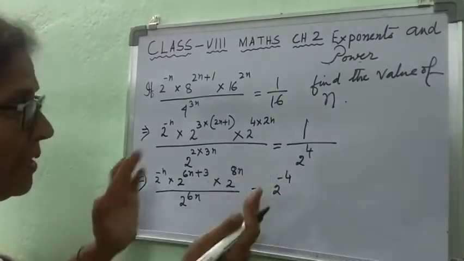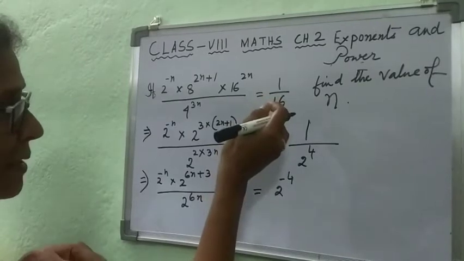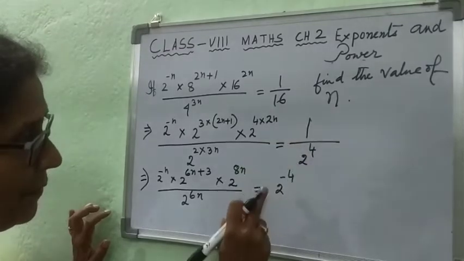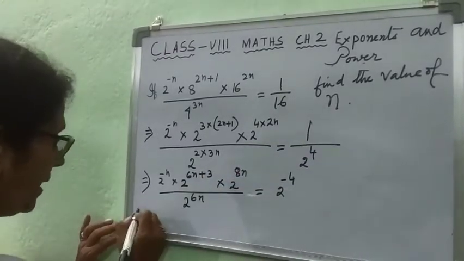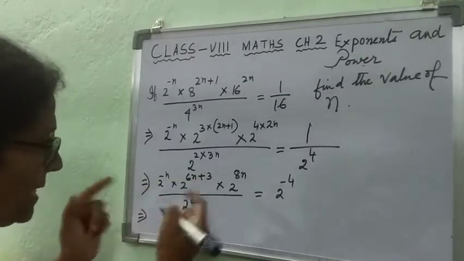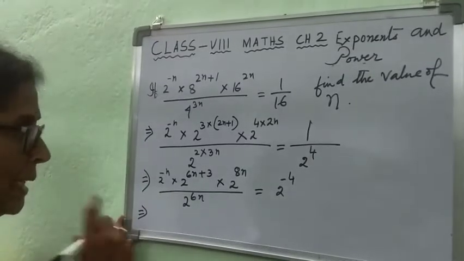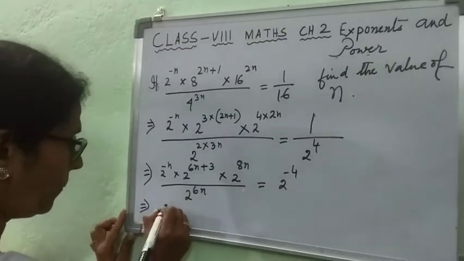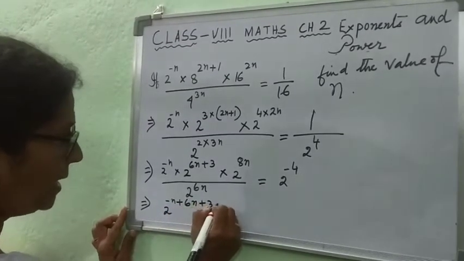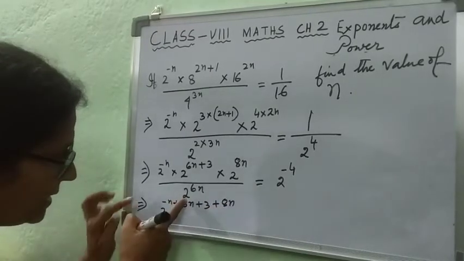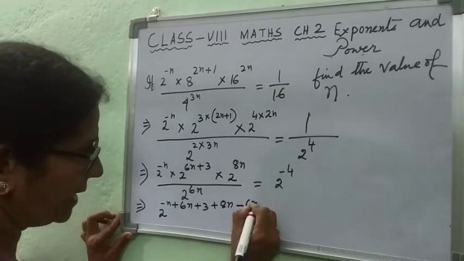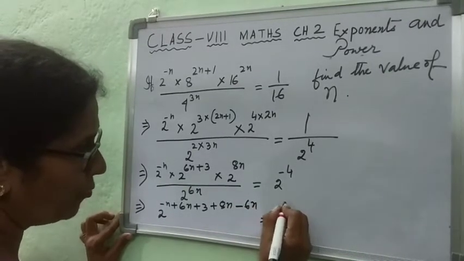We can write reciprocal, then when denominator comes numerator and numerator goes to denominator, then power will be, if positive then negative, if negative then positive. Next, the base is same, power is different, multiply sign. So what we can do? We can add all the power. 2 to the power minus n plus 6n plus 3 plus 8n, and this is in the down, means divide. So we can subtract this part. 6n is equal to 2 to the power minus 4.